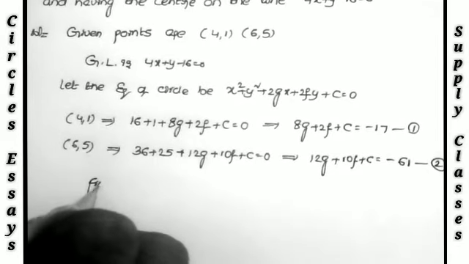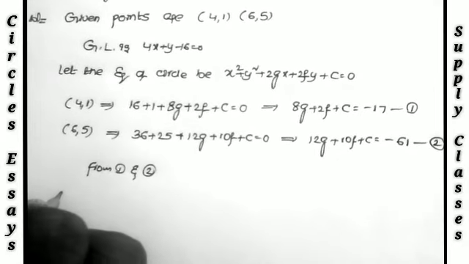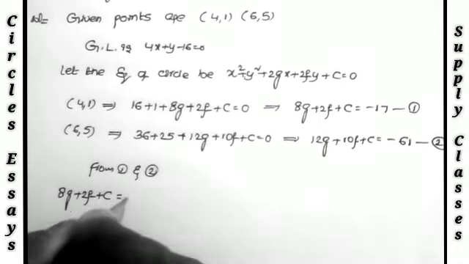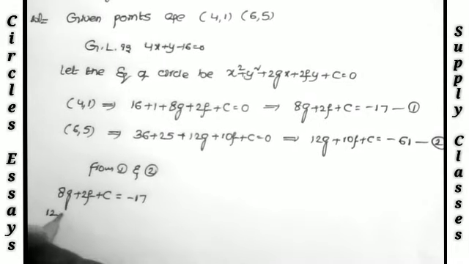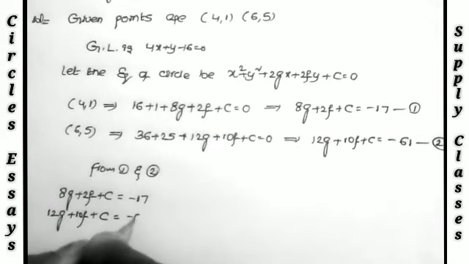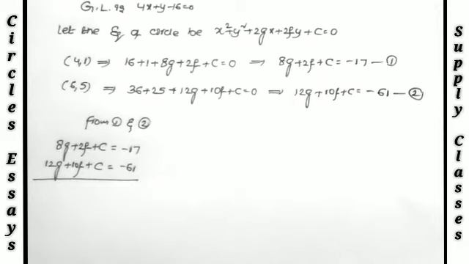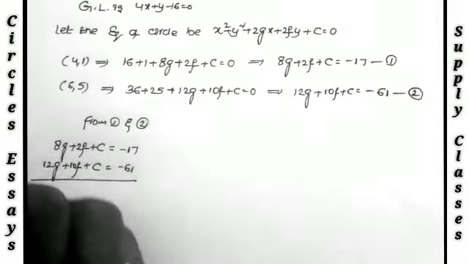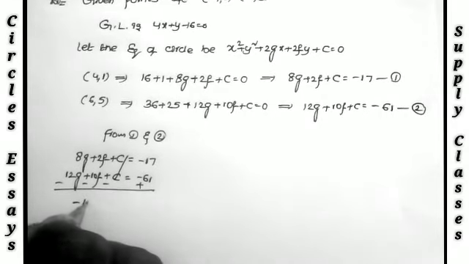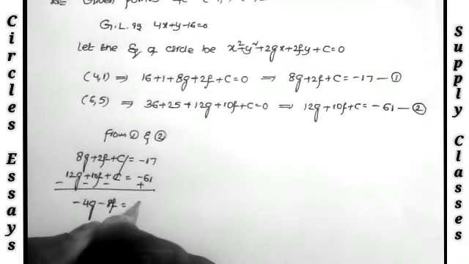Now I am solving these two equations first here. So from equations 1 and 2, what is the first equation? We have here 8g + 2f + c = -17, and the second equation 12g + 10f + c = -61. Now how to solve the equations? First cancel the constant from the two equations. First change the signs of the second equation here. That is, this becomes minus, this becomes plus. Okay, so this is -4g - 8f = -44.